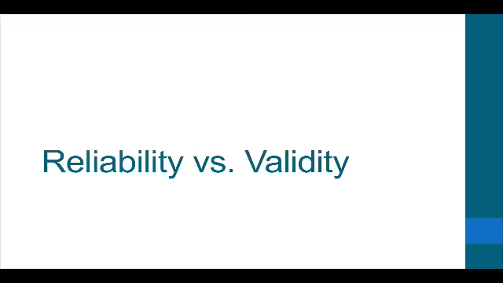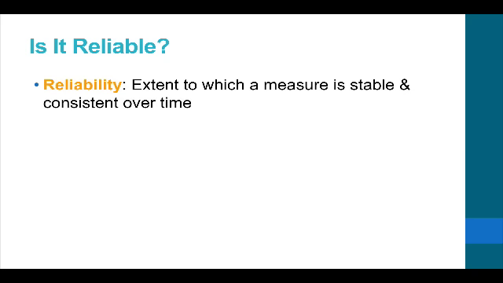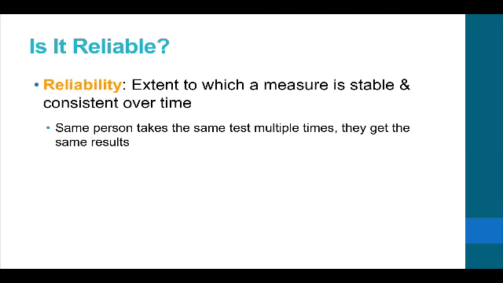In this video, I'm going to go over scale reliability and validity. So just to review, you might remember from class that reliability refers to the extent to which a measure is stable and consistent over time. So what this means is that if the same person takes the same test multiple times, they get the same result. So if you were to take a midterm the first time and then take the midterm again a second time and get the same result, that midterm would be reliable.